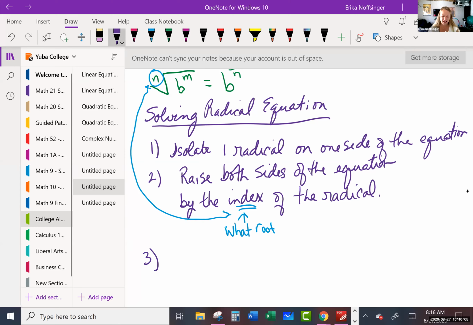So you raise both sides by the index. That hopefully clears the radical, but if there's more than one radical, sometimes one of them doesn't disappear. So you're going to repeat steps 1 and 2 until there are no more radicals.